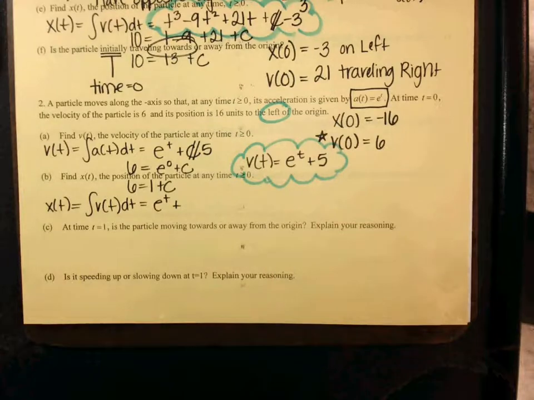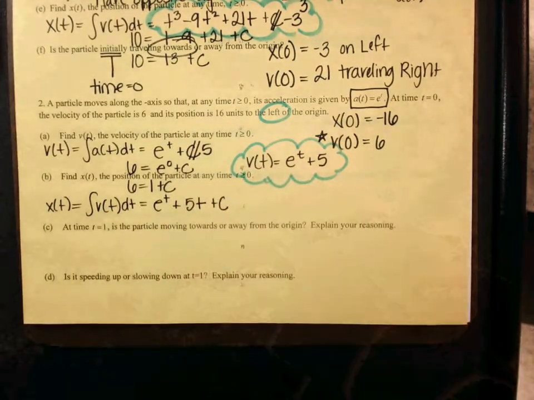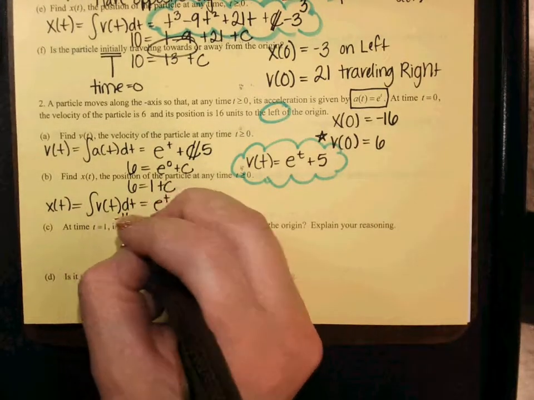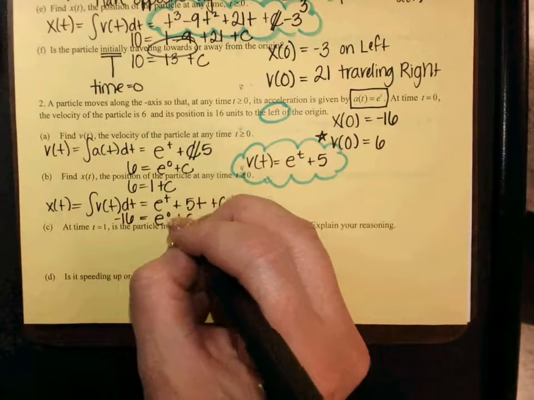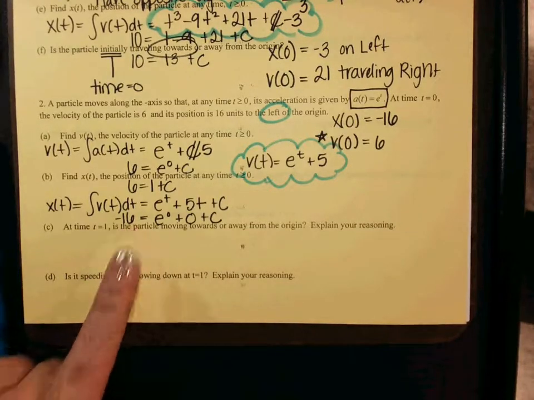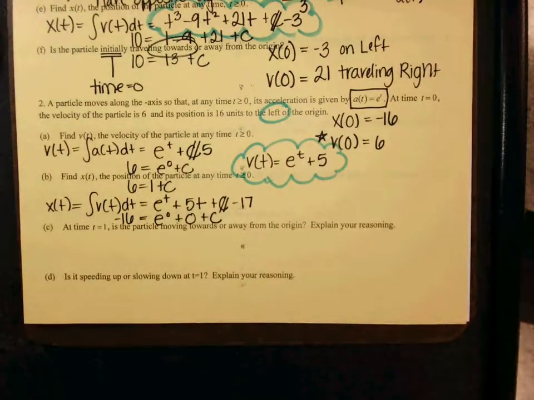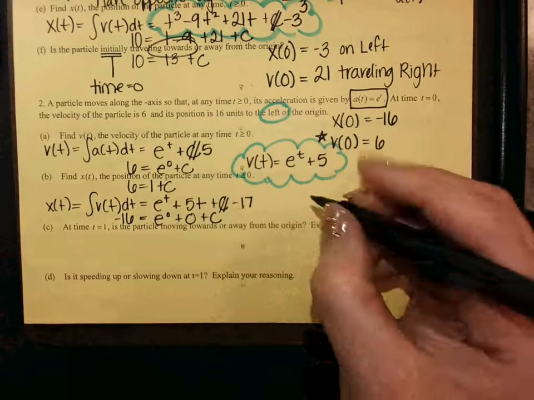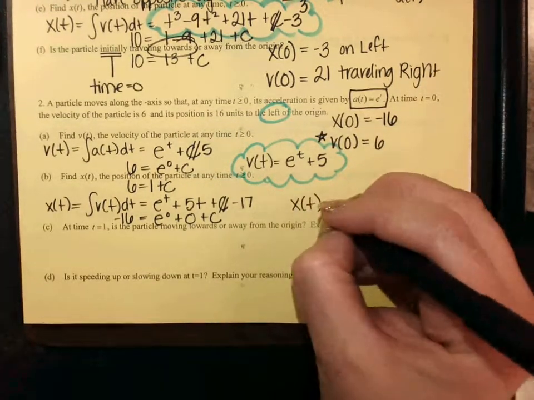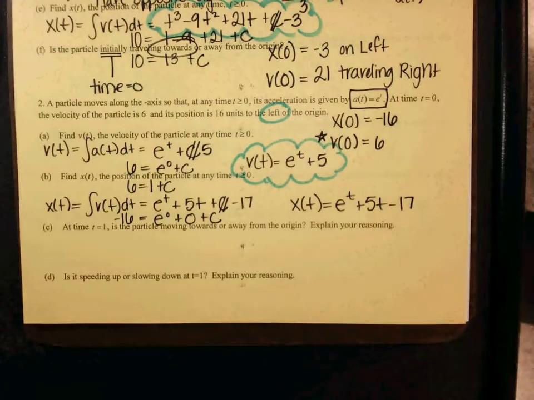What's the antiderivative of 5t plus c? Then you plug in your negative 16, e to the 0 plus c. That's really a 1. Take it away. What's your c? Good, negative 17. So that's our equation right there. X of t equals e to the t plus 5t minus 17.